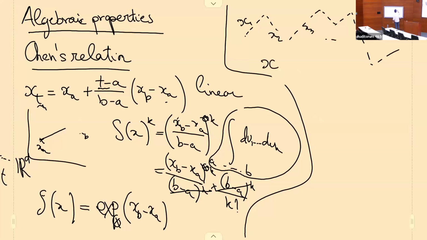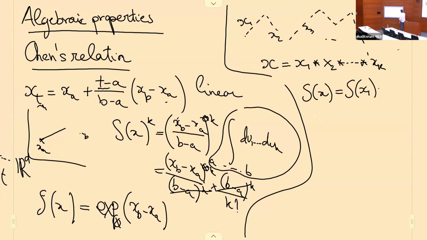So if you have a piecewise linear path x, which is obtained by concatenating linear pieces x1, x2, up to xk, where by this star I mean literally concatenating the paths with themselves, then the lemma that I will write down in a second will allow us to write the signature of this concatenation as the product of the individual signatures. So the signature of the concatenation of these k paths is equal to the tensor product of signatures of the individual pieces. And now, because the individual pieces are linear, we know that the signatures are just exponentials.